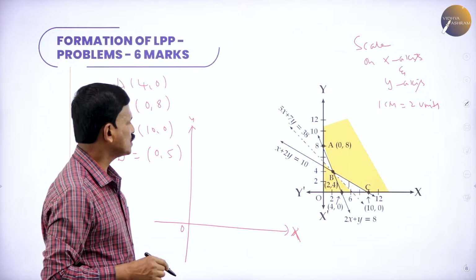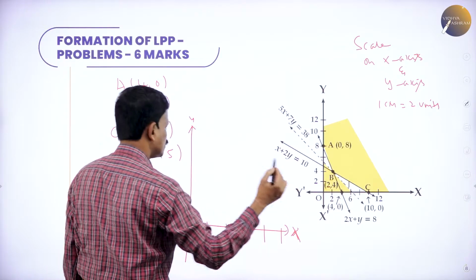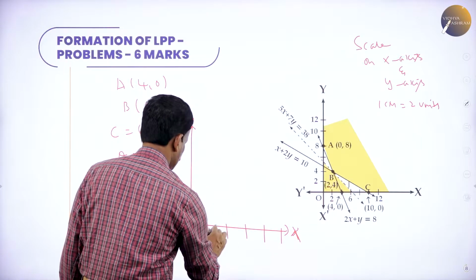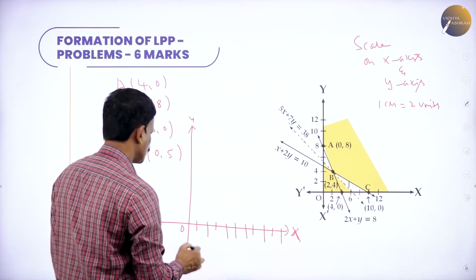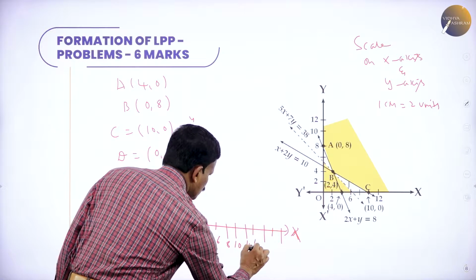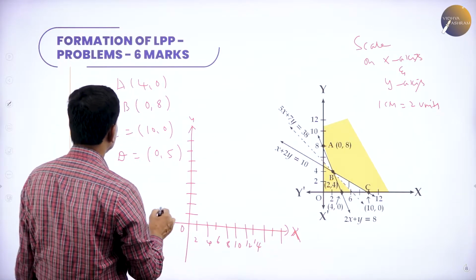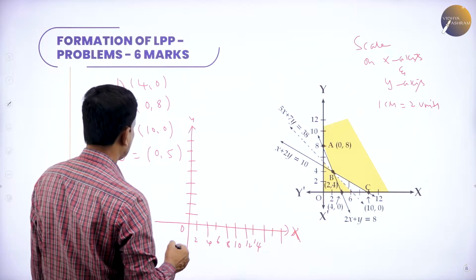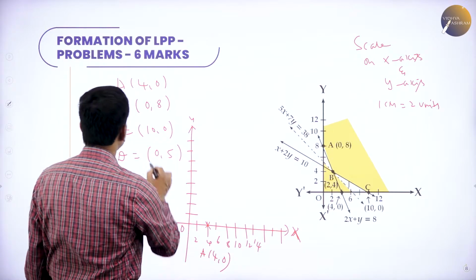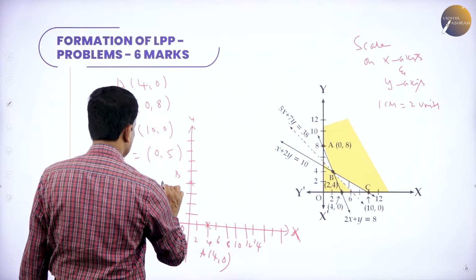2, 4, 6 like this. So this is 2, 4, 6, 8, 10, 12, 14. Here also 2 units. Now what is A? A is 4, 0. X is 4. What is B? 0, 8. 2, 4, 6, 8. This is B. 0, 8.